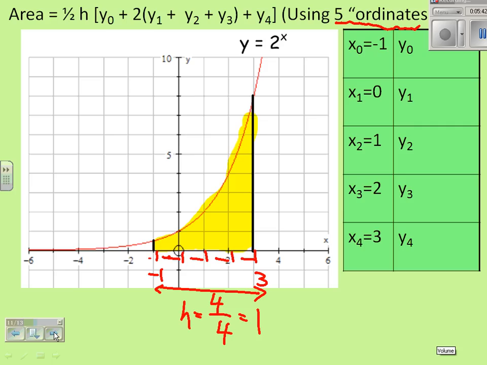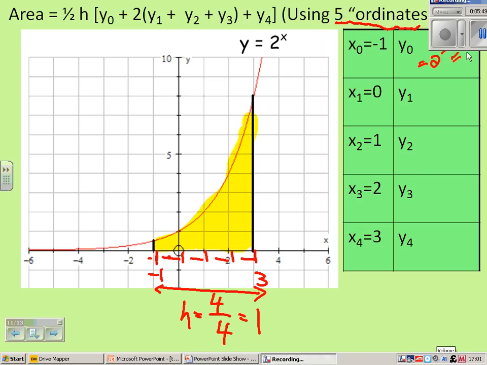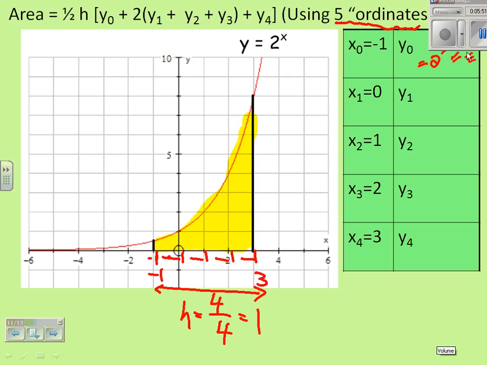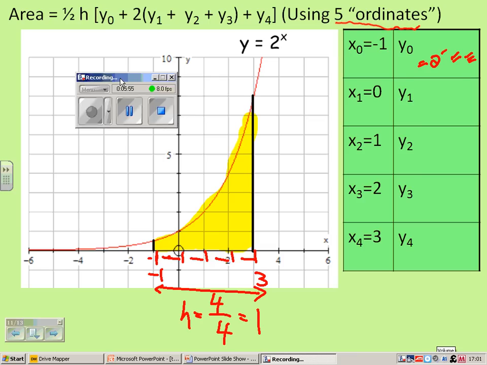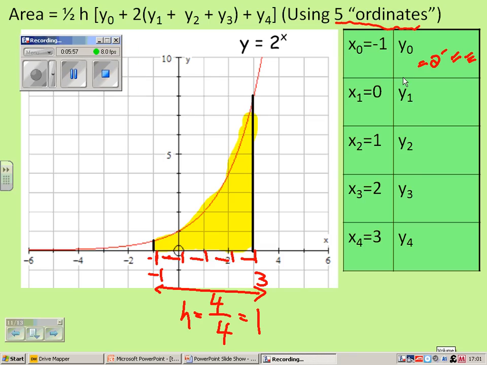This first one here is when x is minus one. So our y value is 2 to the power of minus 1, which is a half. I've not stopped recording there, just clicking that. Should we move that out of the way? Let's put that over there. So, let's write that a bit clearer.